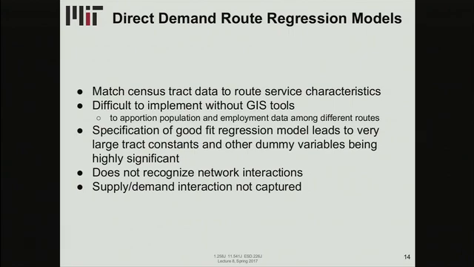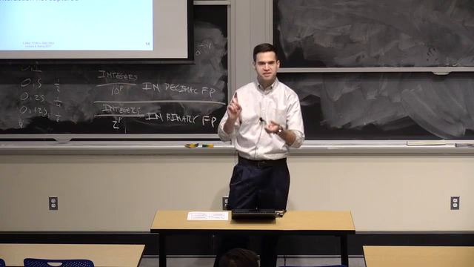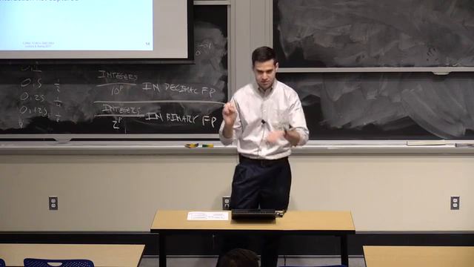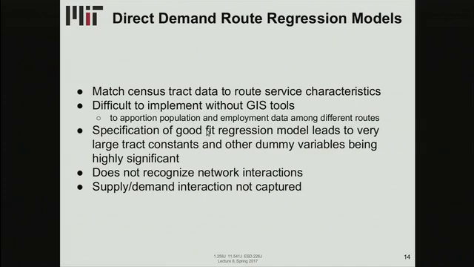Direct demand regression models. Again, we covered a little bit of this. We match census tract data to route service characteristics. This is hard without GIS tools. GIS is a geographical information system where you have a map and you load layers of data showing things geographically, right? Like population density and employment density, your bus stops, your bus lines, your train lines. So we use GIS tools to apportion population and employment data to different bus routes. So you know that this bus route goes along these centers and has certain properties. Then we run a regression trying to explain ridership as a function of those characteristics.